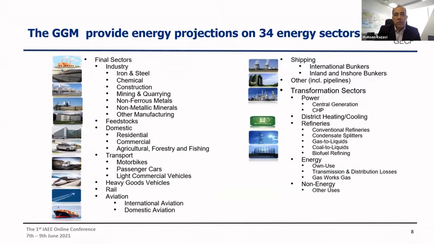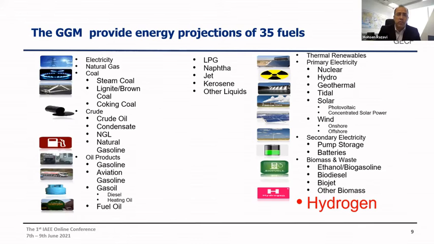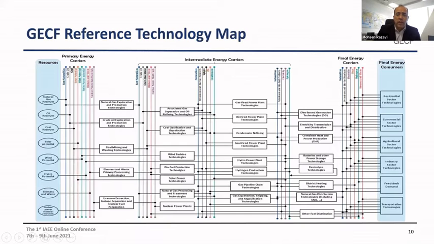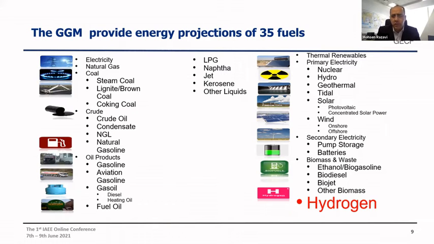So I go forward and just introduce to you that in GGM, we don't focus only on natural gas. We see a lot of sectors, like, for example, final industry, domestic sector, transport, in all parts, and also in power, refinery, and some other energy sectors. Also, we have 35 different fuels in our model, and as you can see, one of them is hydrogen. We added hydrogen to that model around 3 years ago, because we found that hydrogen will be an inevitable part of the energy in the future, like an intermediate fuel or a final fuel.